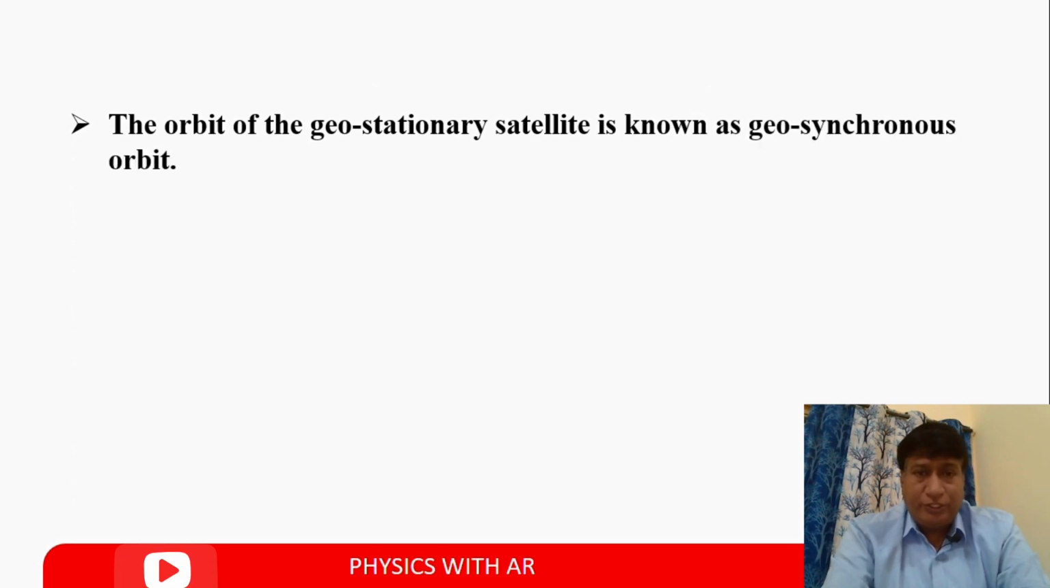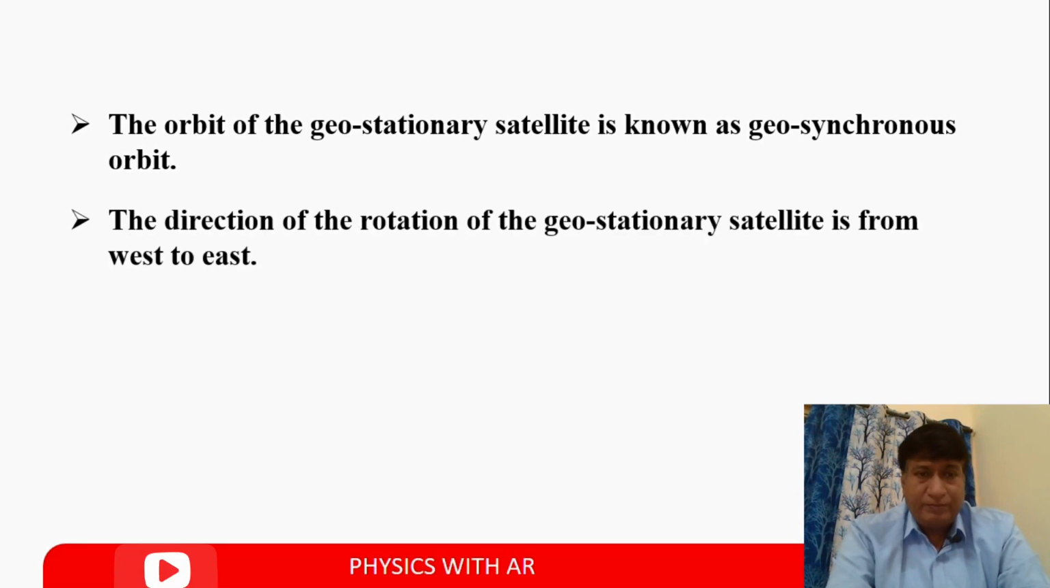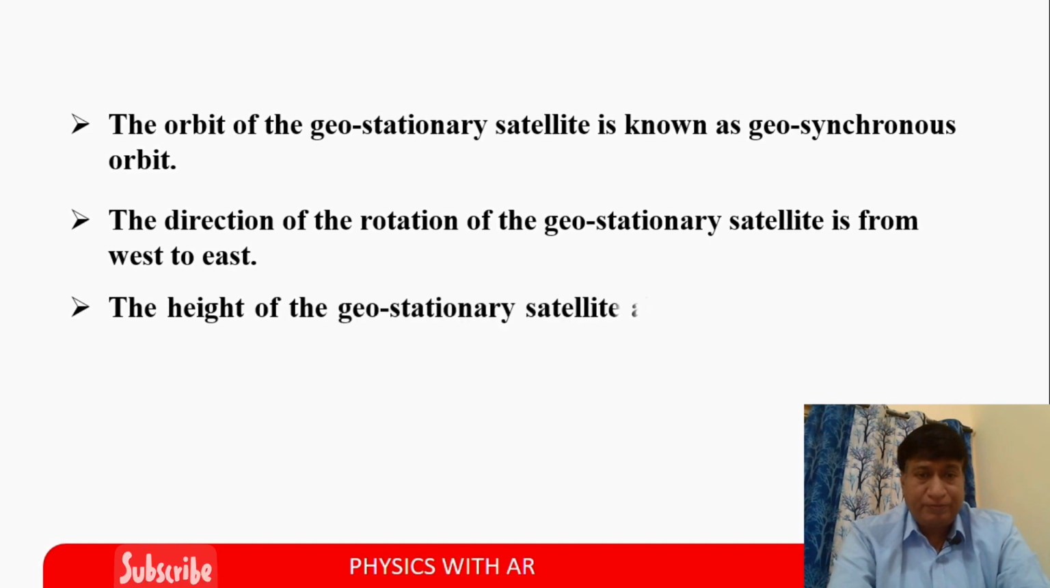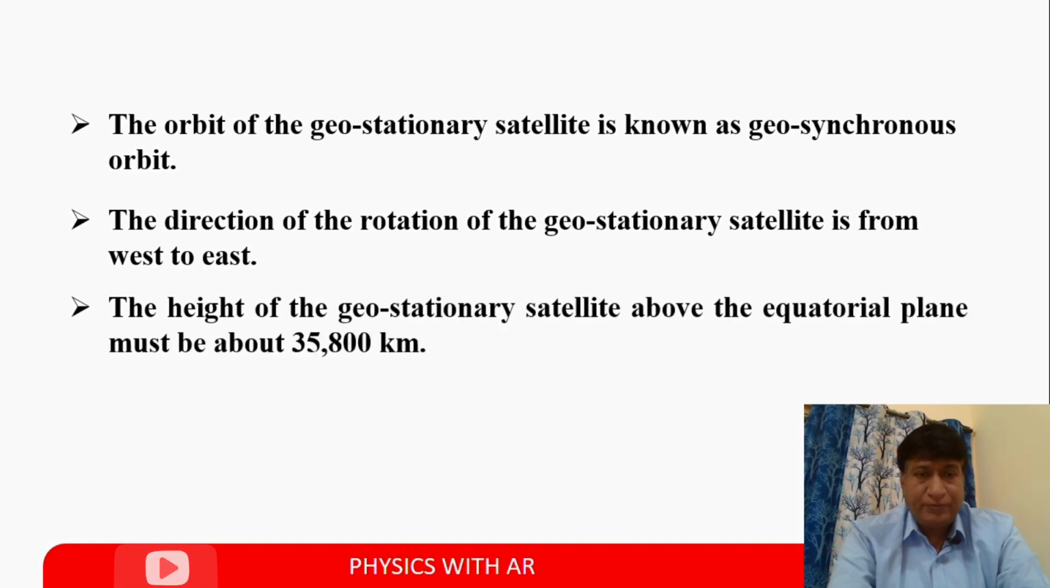The orbit of a geostationary satellite is also known as a geosynchronous orbit, because as the Earth is rotating itself, the geostationary satellite also rotates in the same manner. The direction of rotation of a geostationary satellite is from west to east. The height of a geostationary satellite above the equatorial plane is around 35,800 kilometers.